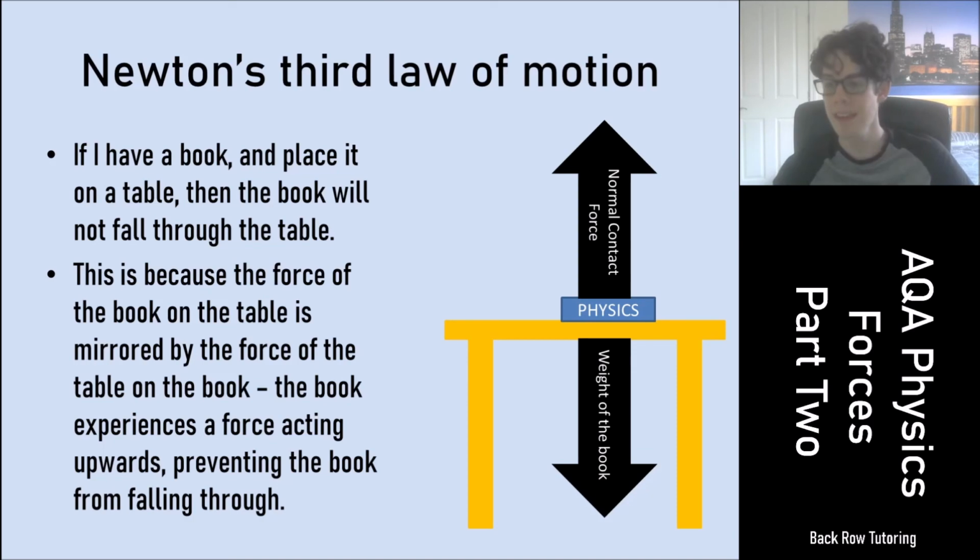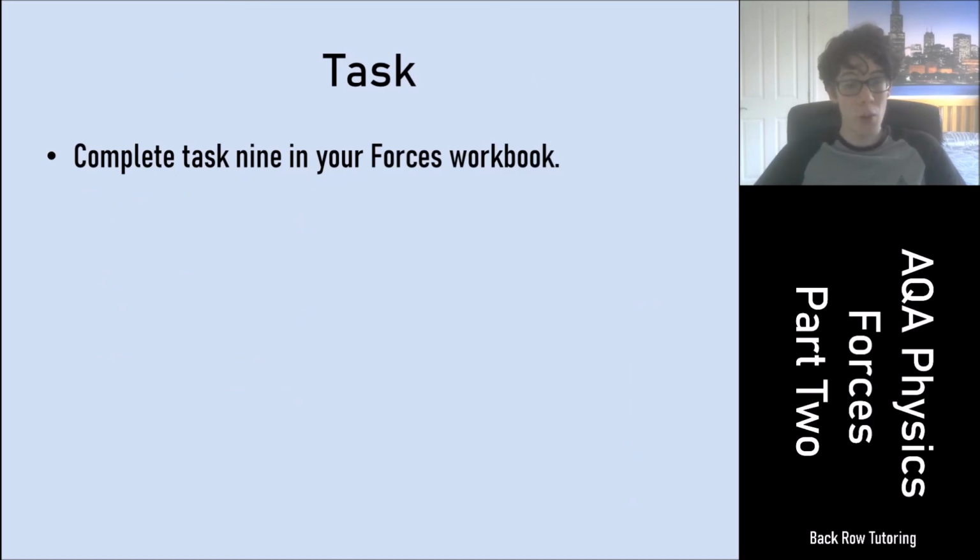So if I place this physics book on this table, then the physics book does not fall through the table because the table is providing that physics book with a force upwards, so it doesn't go through the table. If the weight of the book was there and there was no normal contact force, then it would just go through the table, and we know that this simply doesn't happen. If you're following along in your revision workbook, pause the video now and complete task number 9.